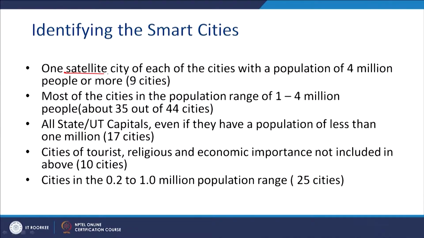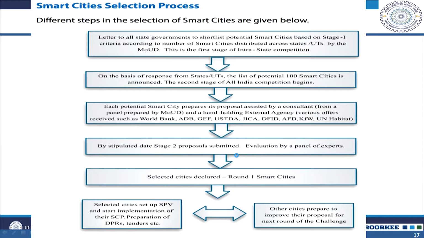So, these are the coverage of the smart cities. You can see that satellite cities and most of the capital cities in the population range of 1 to 4 million and some capital areas, then some cities with tourist and religious importance, and some other cities are selected, but this will be selected through a competition mode. So, it is not like other missions like Amrut that all the cities will be covered. So, smart city is an opportunity, but a competitive opportunity.